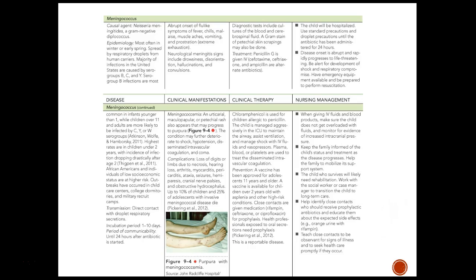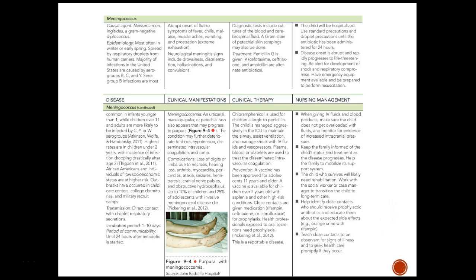Close contacts with people who've been exposed or people who have been diagnosed are also given medication. And healthcare workers that have been exposed to oral secretions need prophylactic medication as well. For these children, we use standard precautions and droplet precautions until the antibiotic therapy has been administered for at least 24 hours.